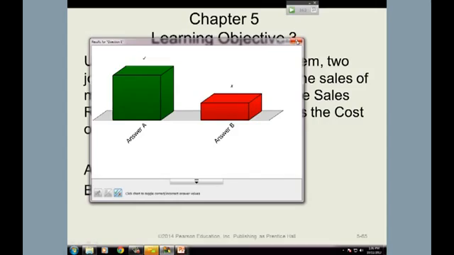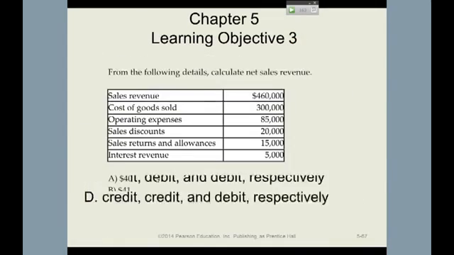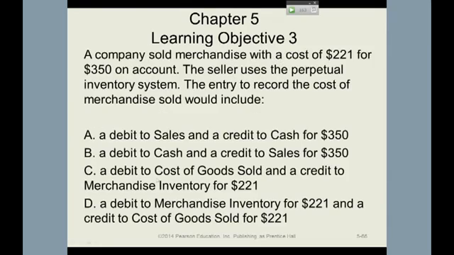So that means, I'm not going to ask you this question, but if you go to number 3, the answer is C. If you have selling merchandise with a cost of $221 for $350 on account, and the seller uses perpetual inventory, then the correct answer would be to record part of, not the whole sale, but part of the sale, which would involve a debit to cost of goods sold, and of course a credit to the merchandise inventory, and it's for the cost.